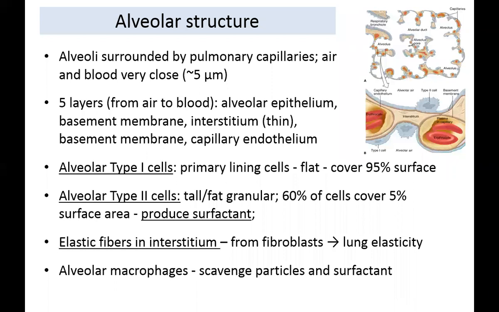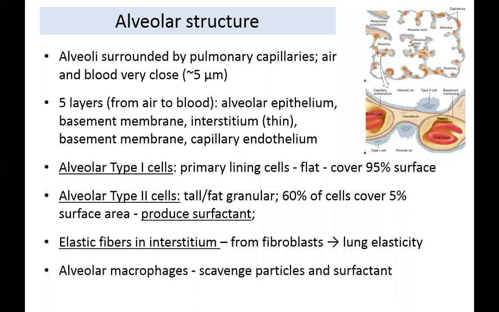So you get the capillary endothelium. The cells in the alveoli, there's two major cells plus resident macrophages. So the type 1 cells are the primary lining cells. These cover 95% of the surface area of the alveoli. They're very flat, they're very thin.